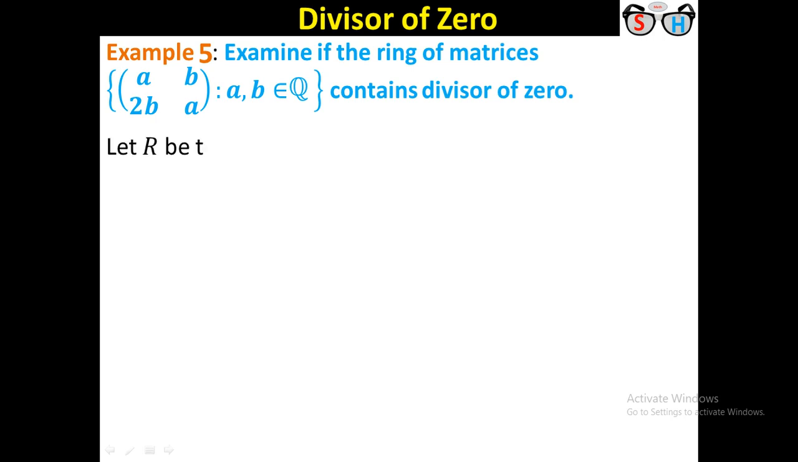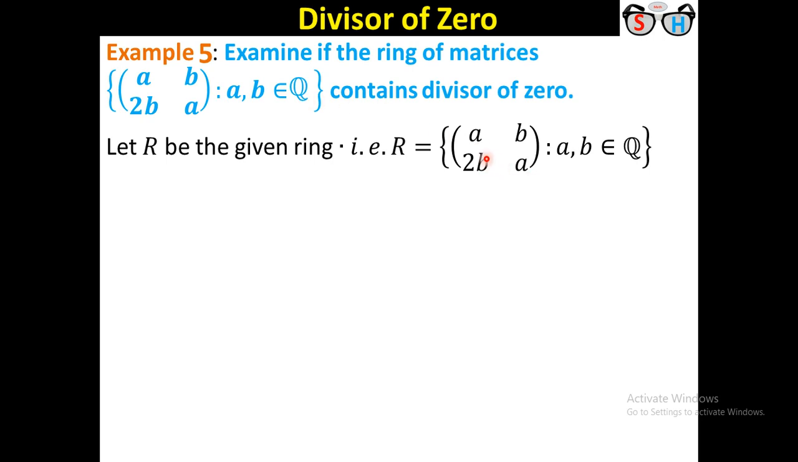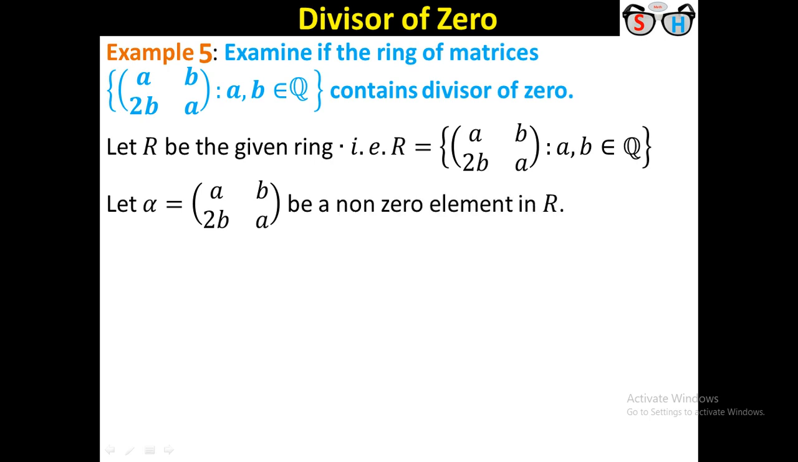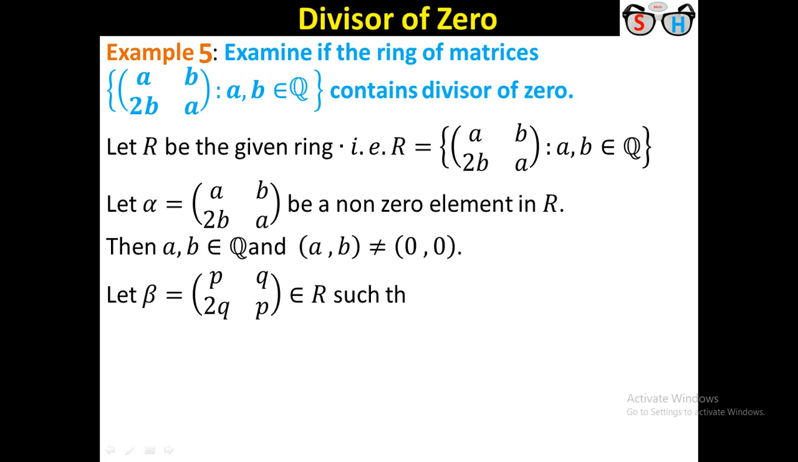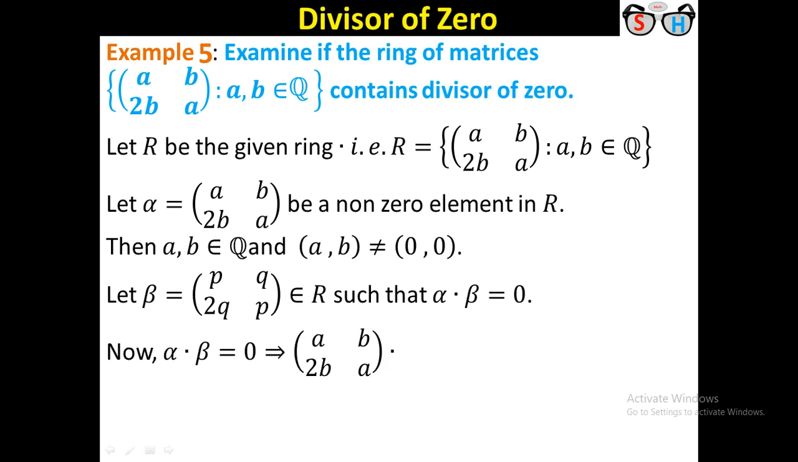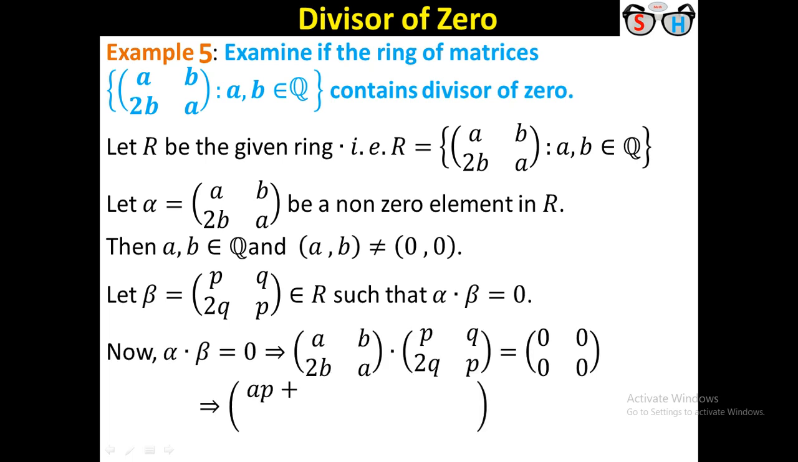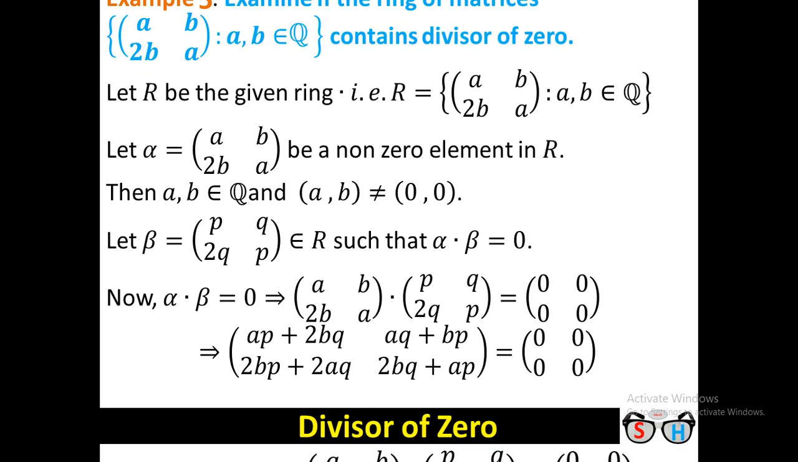This calculation process is the same as example 4. For that purpose, we consider the given ring as R, where the ground field is such that the elements a, b are in Q. Let alpha equal to (a, b, 2b, a) be a non-zero element in R. Then a, b will be rational numbers, and a, b are not simultaneously 0. Let beta equal to (p, q, 2q, p) belong to R such that alpha beta equal to 0, just the same as the previous problem. Now we have to multiply alpha with beta, then compare the components.